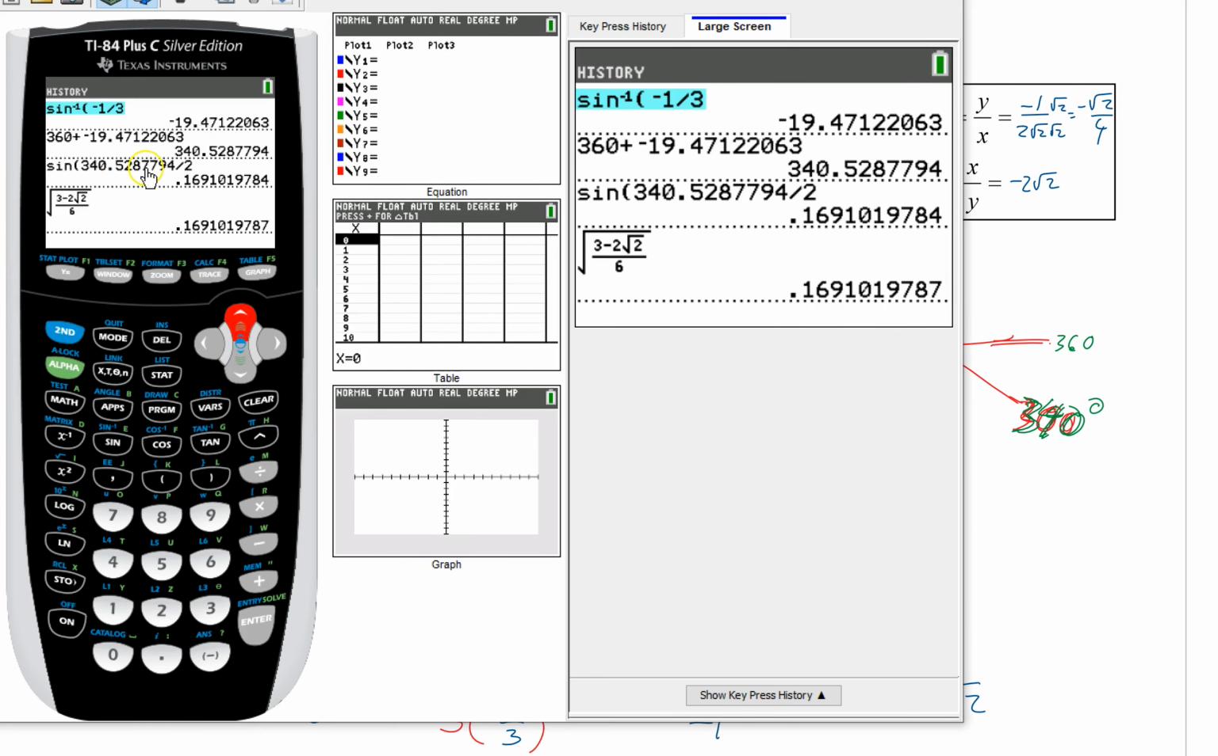And plugging that in, 340 over 2 gives us this. So inverse sine gave us that angle, converting it to a positive angle, coterminal. Dividing it by 2 and finding the sine. Look, our exact answer. It's pretty impressive stuff.